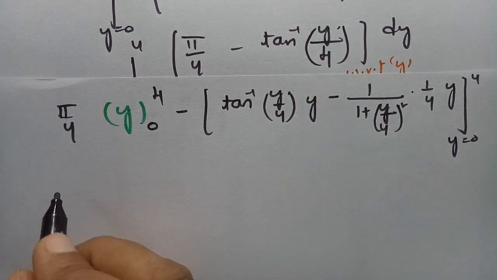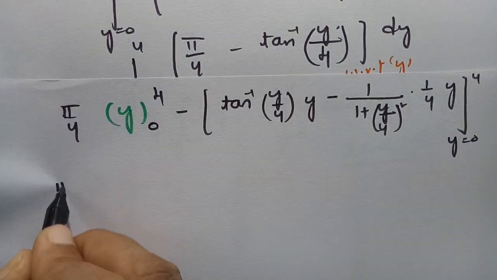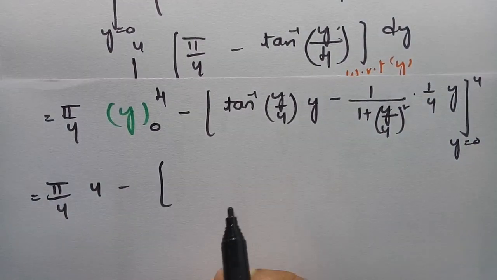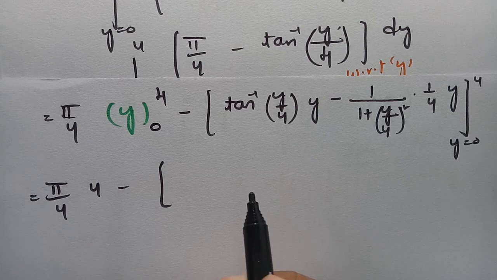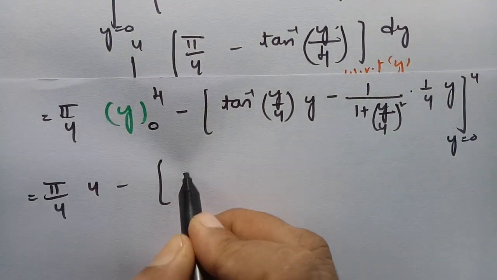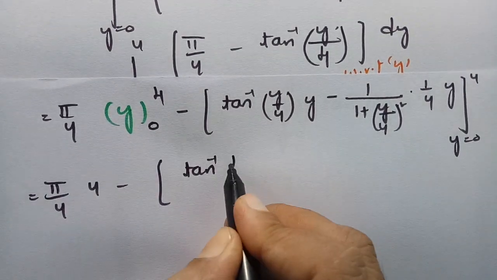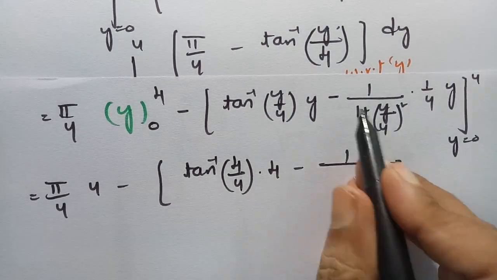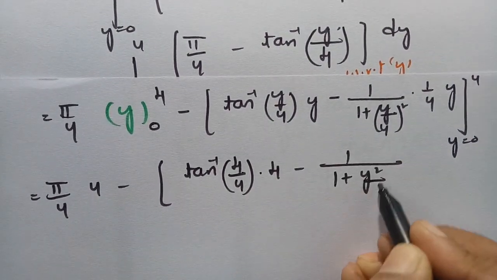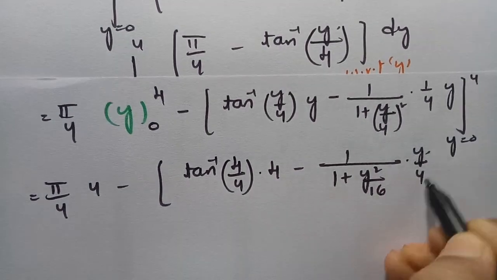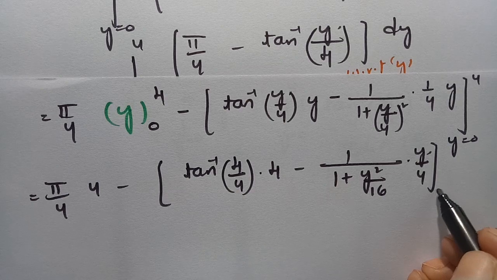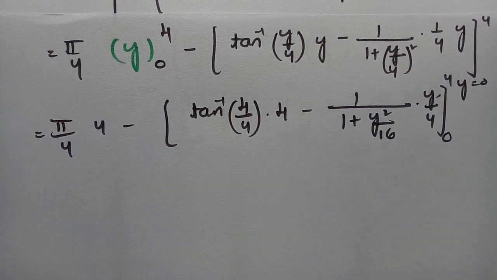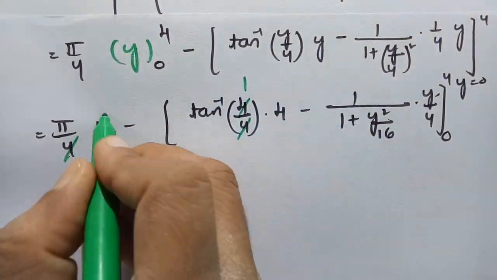Now I have to substitute. If I substitute 4 in this, this will be pi by 4 into 4, minus tan inverse of y by 4 into y. Wherever I find y, I have to keep 4. So this will be 4 by 4 into 4, minus, once again, 1 plus y square by 16, this will be y by 4. Between the limits 0 to 4, I have substituted here, and I have to calculate and substitute here.